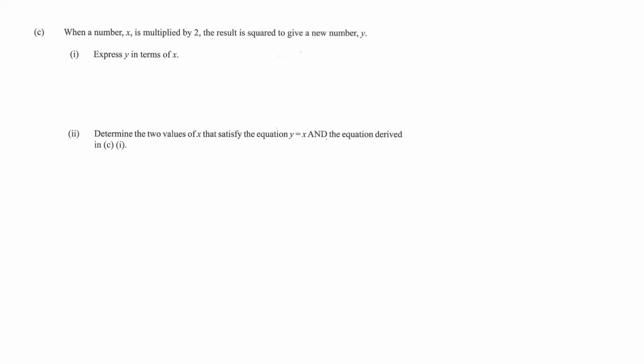In part C, we are told that when a number x is multiplied by 2, the result is squared to give the new number y. In part 1, we're asked to express y in terms of x. So let's follow the operations. We start off with a number x. It says we're going to multiply it by 2, then square the result. And then the resulting thing is the number y. So I have (2x) squared is equal to y.